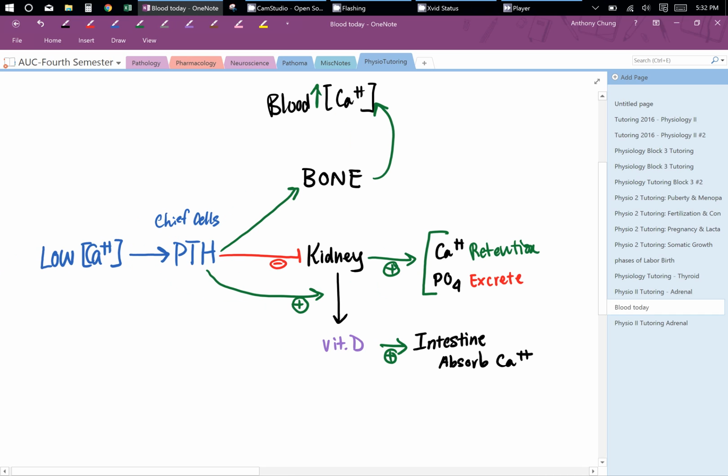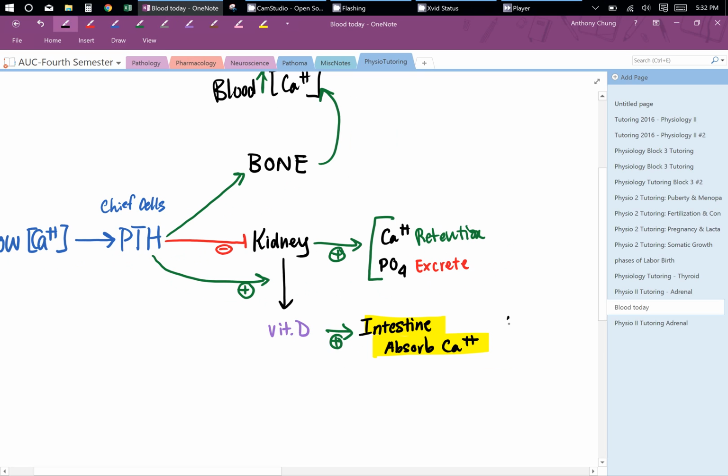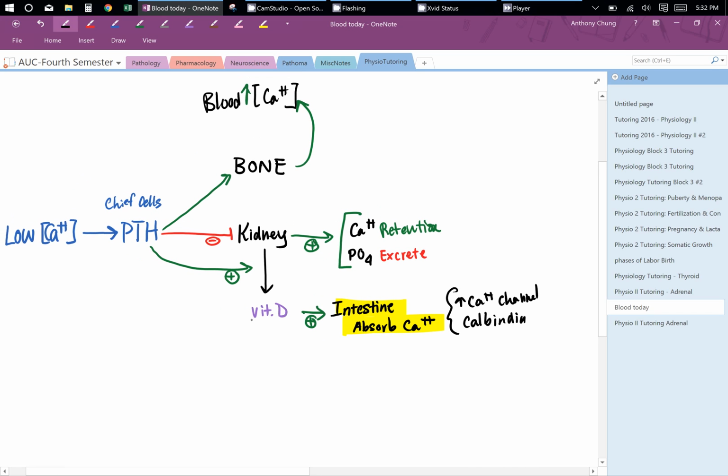Okay. So vitamin D basically does a lot of the things that PTH does, and the only thing that's unique is over here, the intestinal absorption of calcium. And as you would expect, what it does is basically it'll open some calcium channels, and it will also upregulate calbindin. So all these things would just help you absorb calcium. Okay, and then we'll talk a little bit about how it regulates itself.